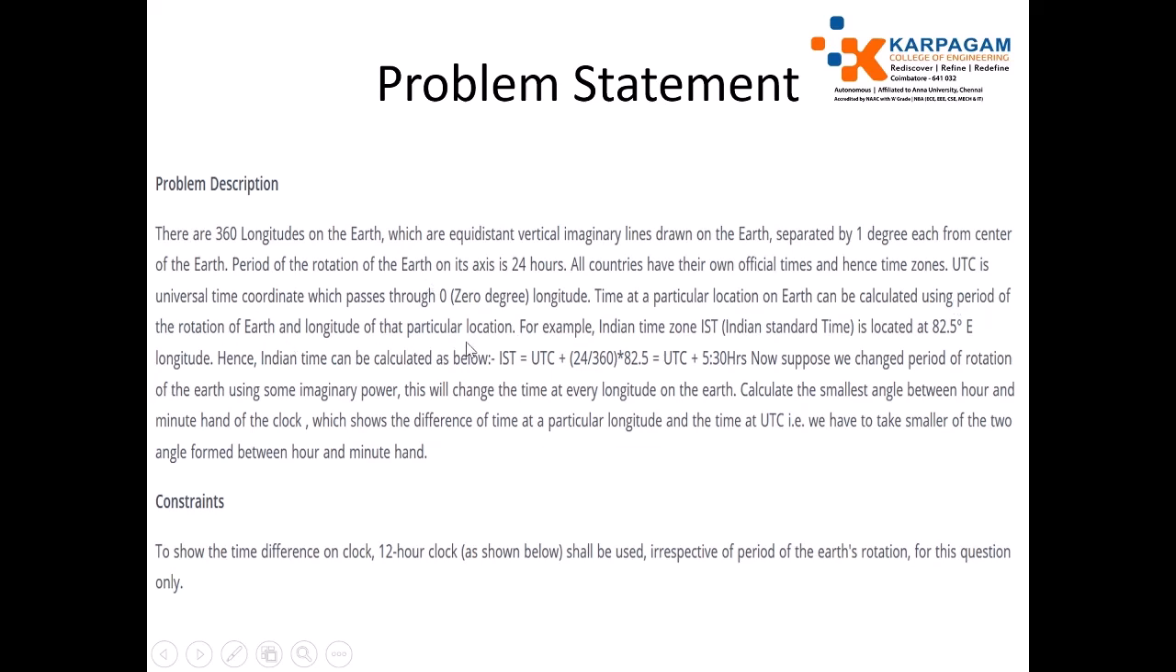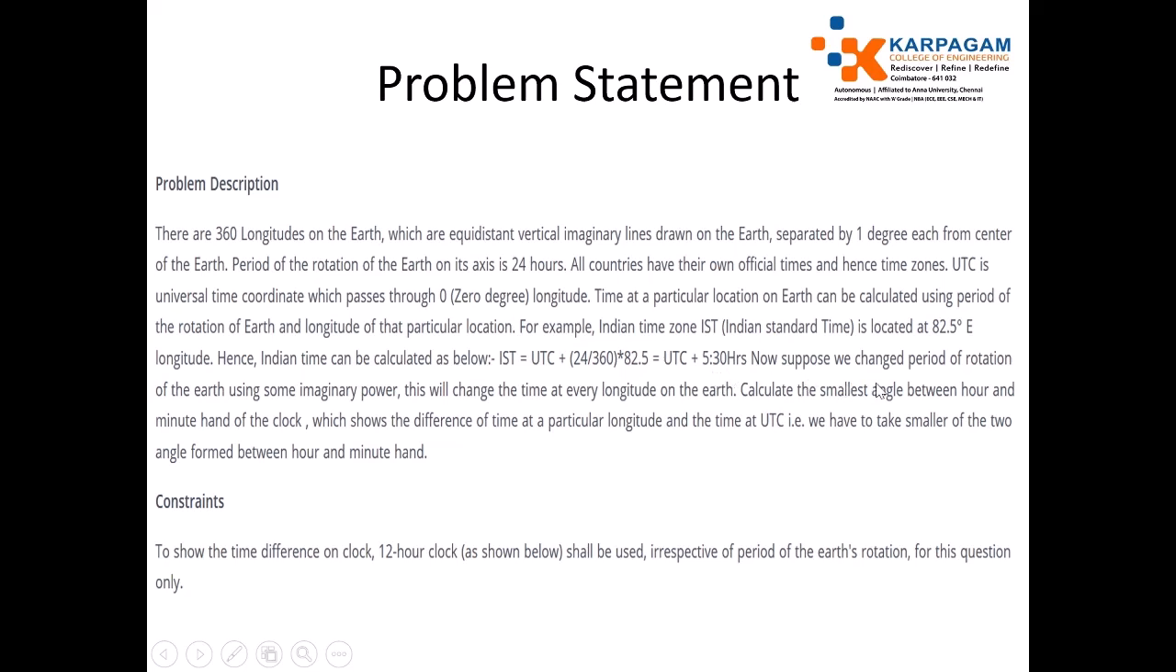of the particular location. For example, the Indian time zone can be located at 82.5 longitude. Hence the Indian time can be calculated as IST equals UTC plus 24, that is the time period, divided by 360, into longitude 82.5. Finally we will get UTC plus 5, that is 5 hours 30 minutes.